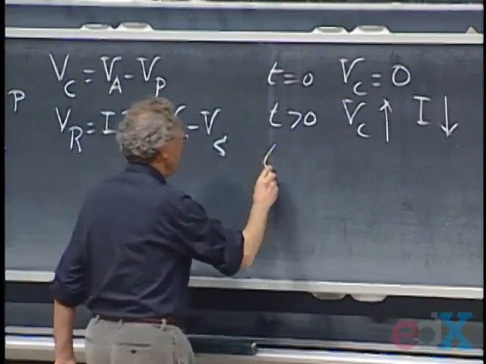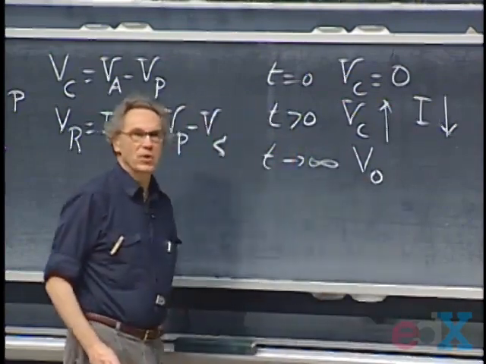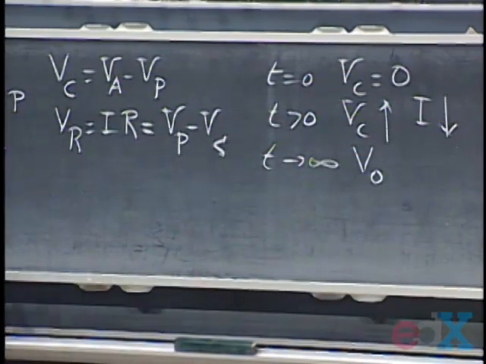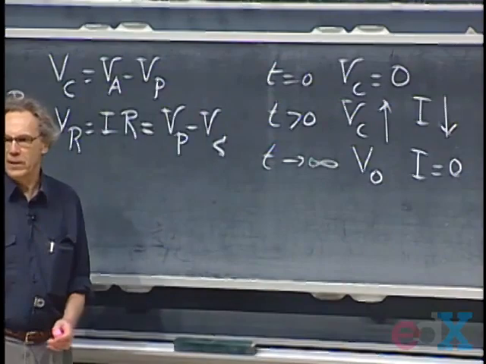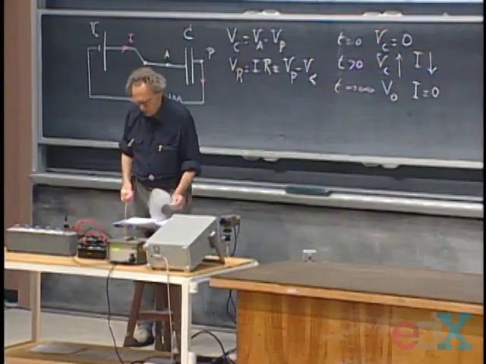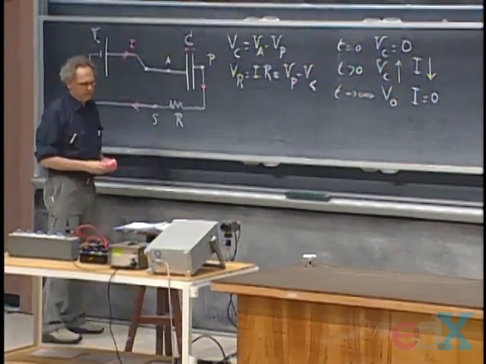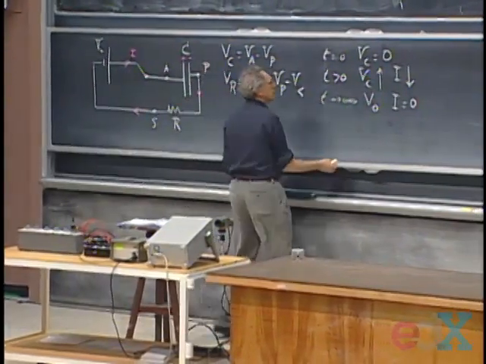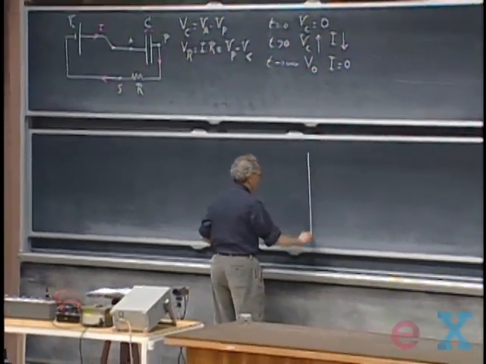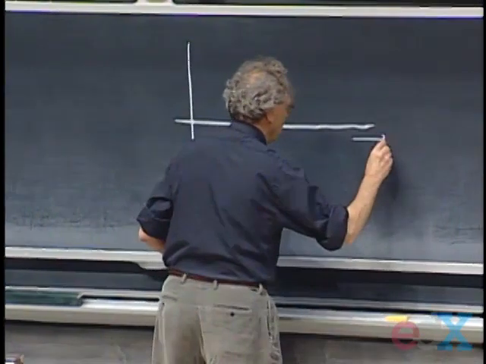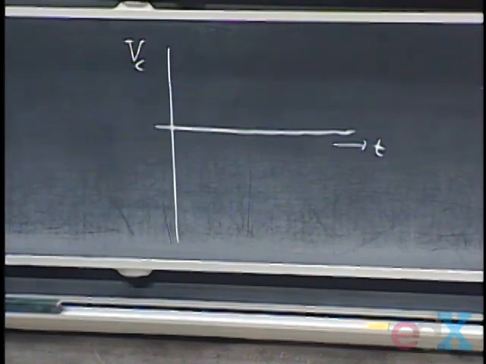And if you wait long enough, we call that infinitely long, then the capacitor will be fully charged. It will have the potential V0 of the battery, and then the current has become 0. No current is flowing anymore if the capacitor is fully charged. And so this capacitor is going to charge up, this becomes positive, and this becomes negative. And so you can construct a plot whereby you plot as a function of time here the potential over the capacitor.